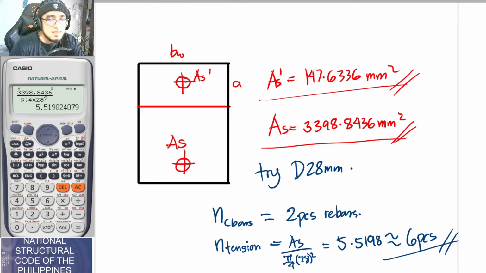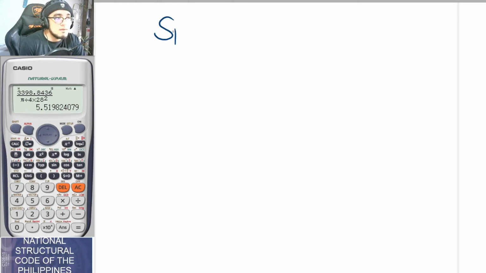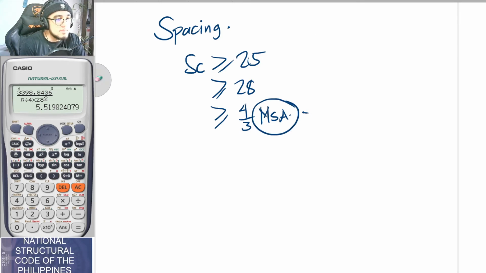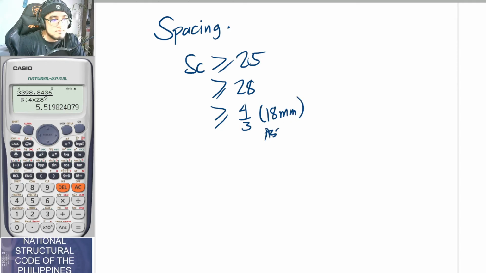Okay, so the next thing that we will be doing here is computing for the spacing. So for the spacing, of course, your Sc should be greater than or equal to 25, greater than or equal to 28, and greater than or equal to 4/3 MSA. So let's assume that our MSA is 18 mm. It is just an assumption since there is no given. So since it is not given, we will be assuming that this is 18 mm.